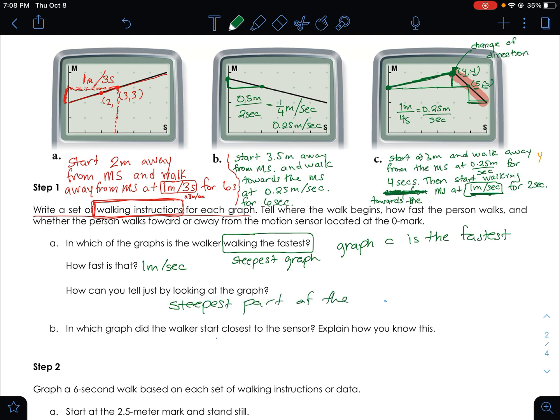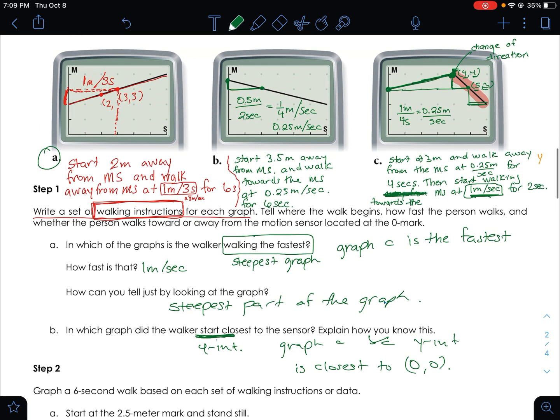Okay. Now, the other question that we want to know is which graph did the walker start closest to the sensor? Again, remember, starting point is your y-intercept. So if we look at the y-intercepts of the graphs, we want to ask ourselves, which one is closest to 0? And you'll see that it is graph A at 2 meters. So graph A, because the y-intercept is closest to 0.